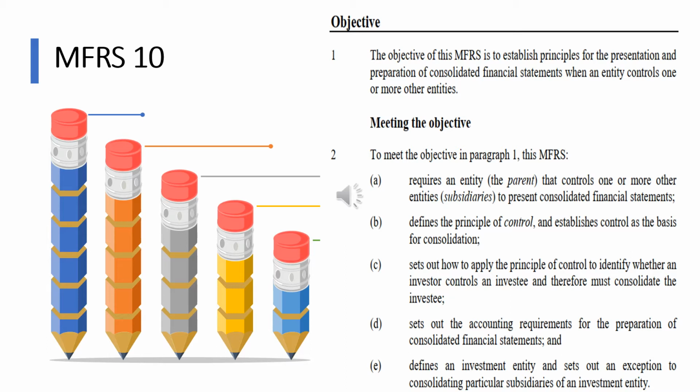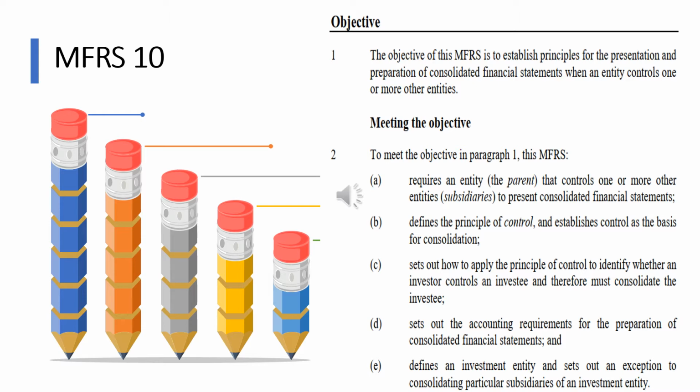The objective of the standard MFRS 10, based on paragraph 1, is to establish principles for the presentation and preparation of consolidated financial statements when an entity controls one or more entities. To meet the objective in paragraph 1, this MFRS: A. requires an entity, the parent, that controls one or more other entities or subsidiaries to present consolidated financial statements.